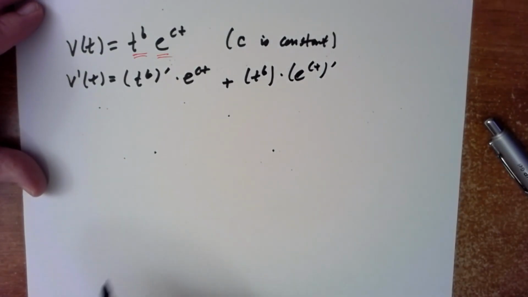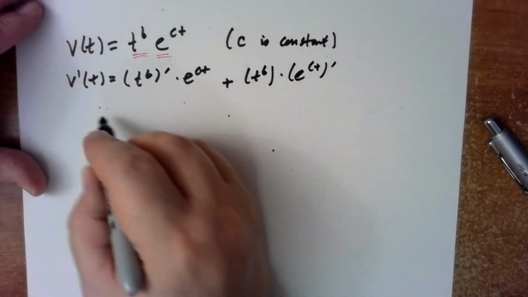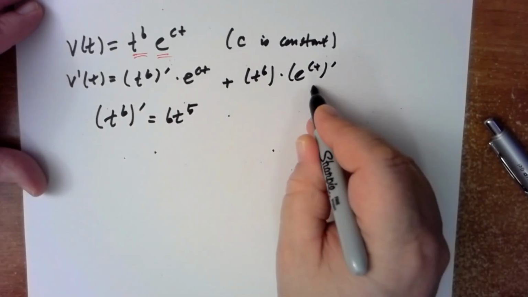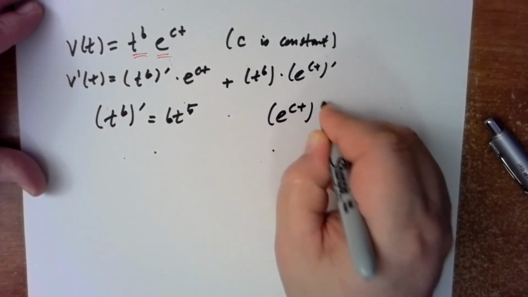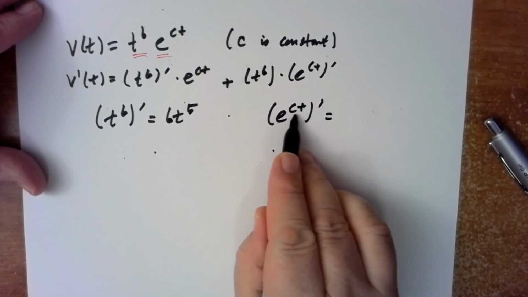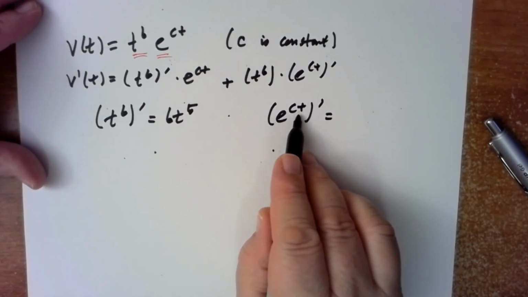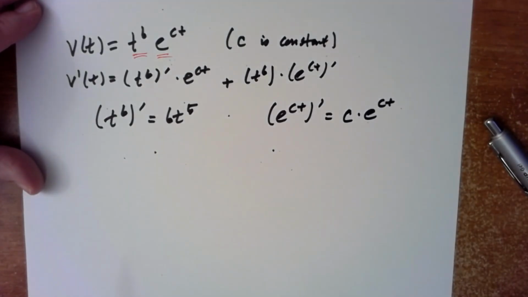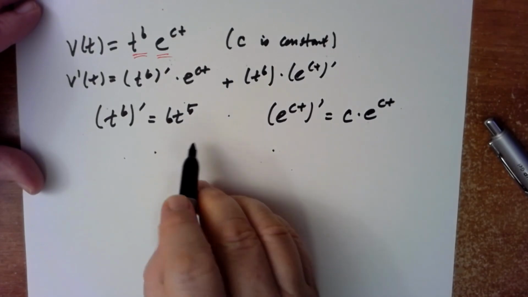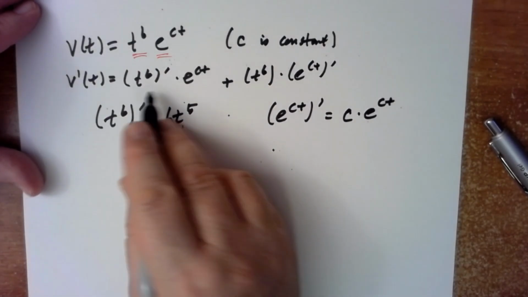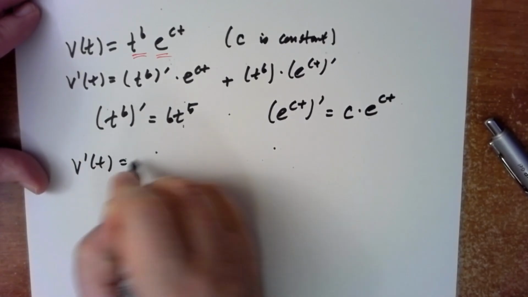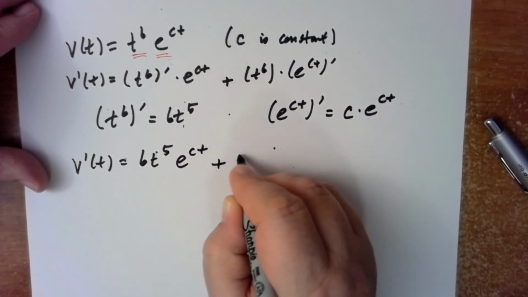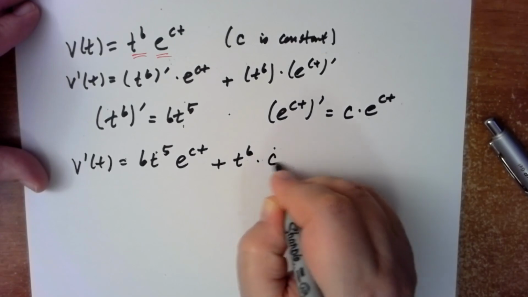Good. And now we just go through and compute our derivatives, right? So the derivative of t to the sixth is 6t to the fifth, and then the derivative of e to the ct. Remember, that's a composition, so the derivative of c times t is just c, and so we end up with just c times e to the ct. Good, using the chain rule. So this one was the power rule. And so now just plug those in, and v prime of t is 6t to the fifth e to the ct plus t to the sixth times c e to the ct.